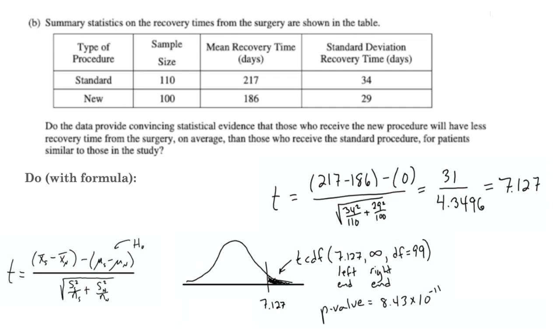This is where a picture comes in handy. The right endpoint, which is infinity. So I type in 1e99, which means 1 times 10 to the 99th power. The e is 2nd comma. And then degrees of freedom.